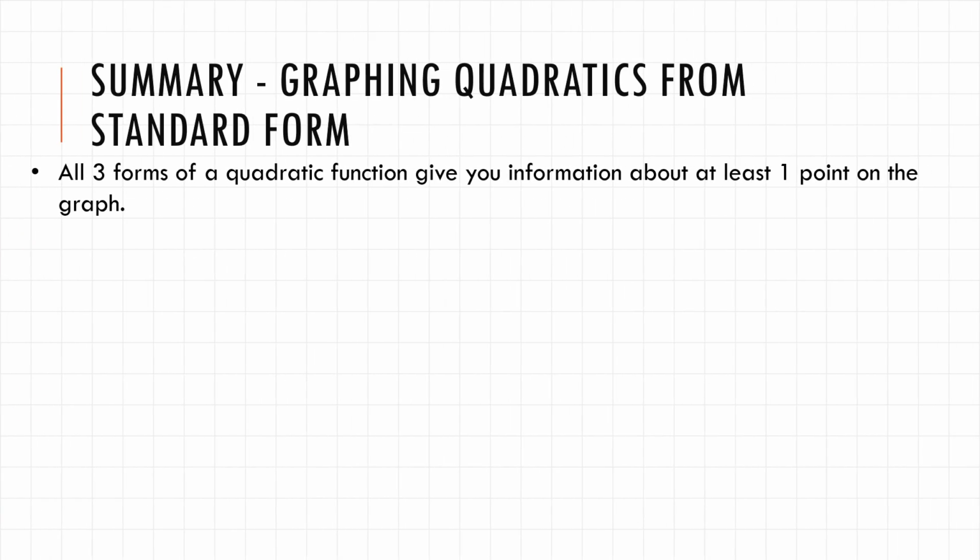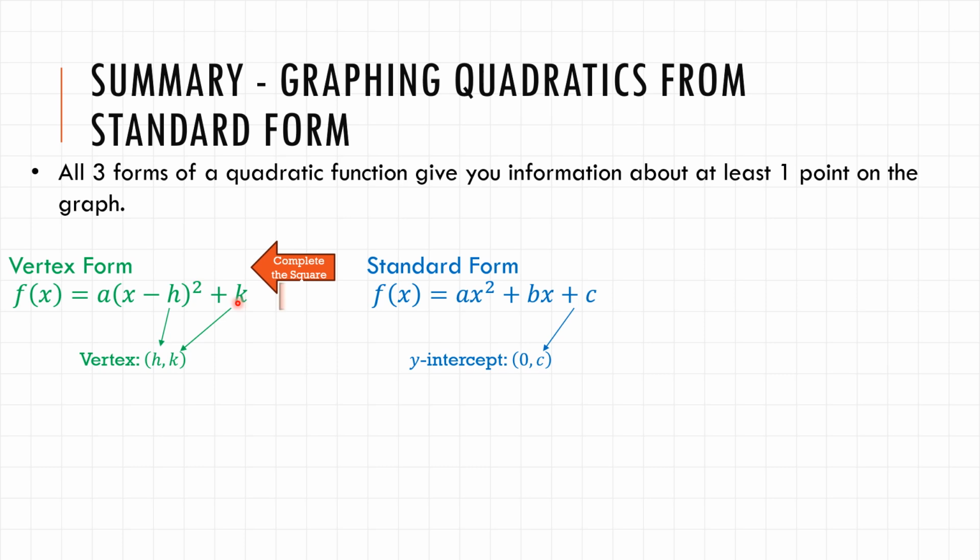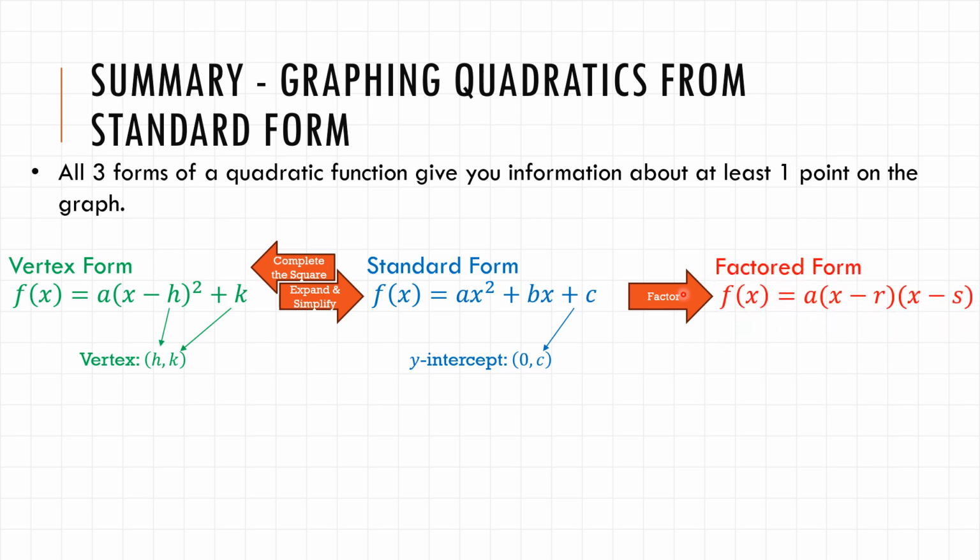All three forms of a quadratic give you information about some points on the graph. Standard form tells you about the y-intercept because that's just that number at the end. To go to vertex form, we can complete the square, and then the vertex can be found just by looking at h and k. If we wanted to go from vertex to standard, we just expand and simplify, and then we can factor it to get into factored form. And factored form tells us the two roots are r and s. If we wanted to go back to standard form from there, we can again just expand and simplify.